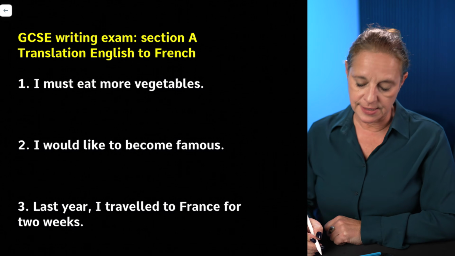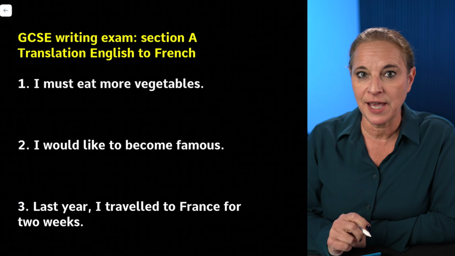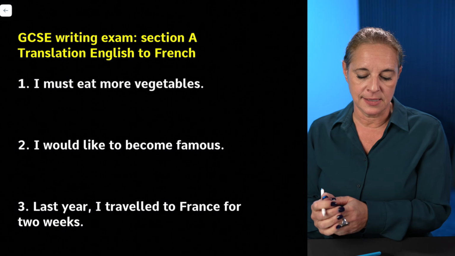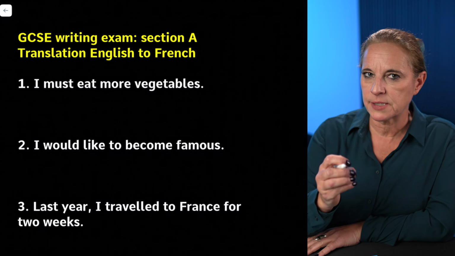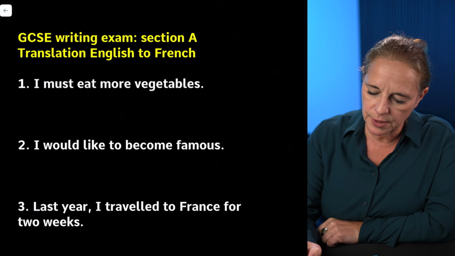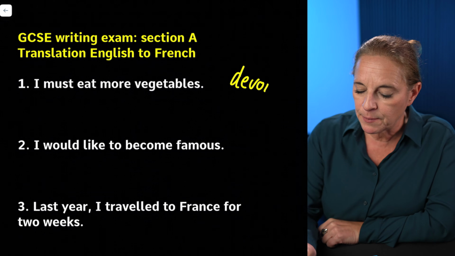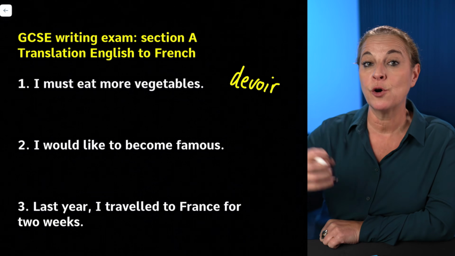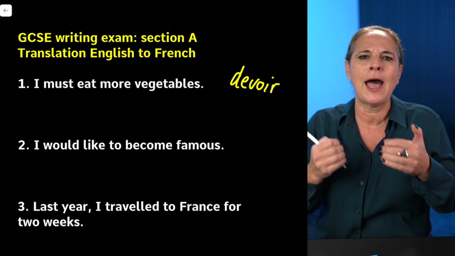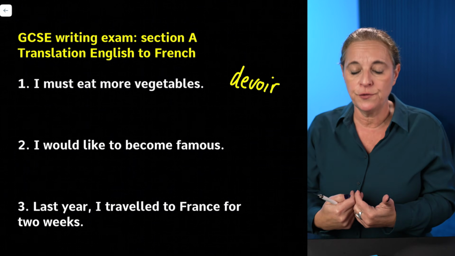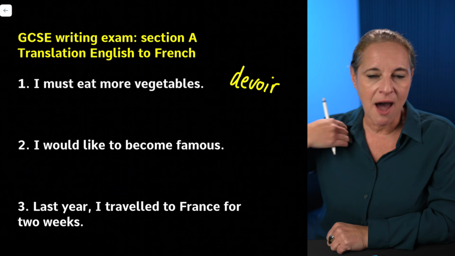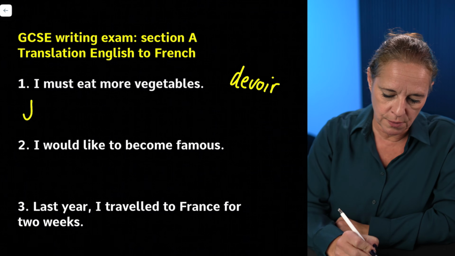Now, what do you notice? What tense is it that we have here? Well, I must is in the present tense. If you want to translate must in French, you need to use the verb devoir. And I'm going to write devoir here. Maybe you know devoir because that means homework. But it also means to must or have to do something, devoir. You must learn it by heart. So I must is je dois.